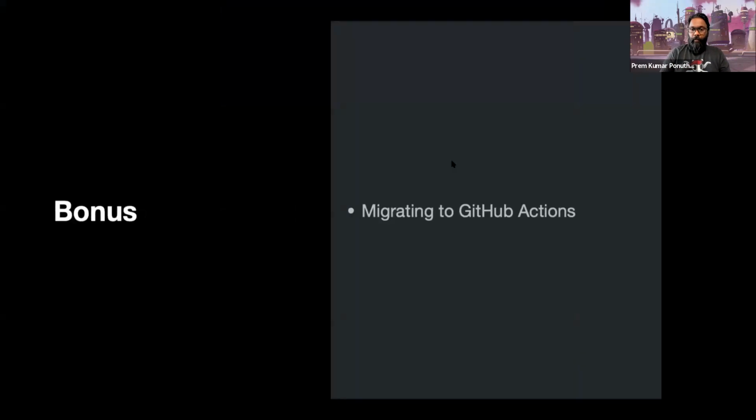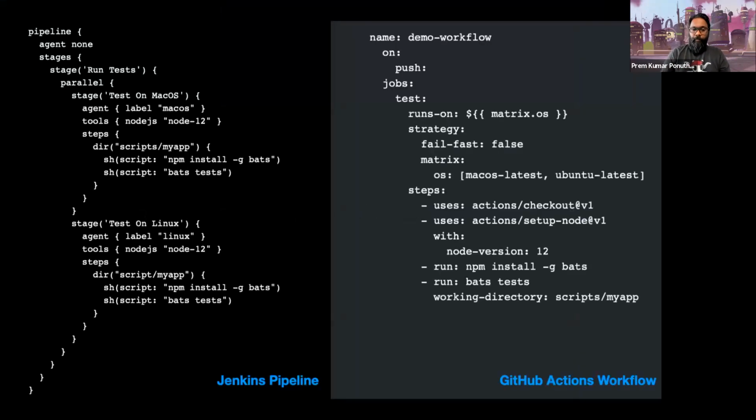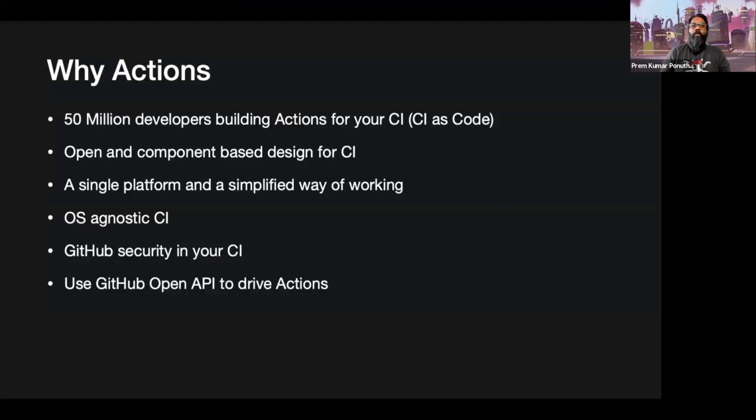With that, I think some parting thoughts. Why would you want to use Actions? It's simply because it's the house where 50 million developers are, and imagine the creativity that each and every one of us has to bring to the table. And since it's going to be a public repository, you would be able to look at the code in a very transparent way. It's on GitHub, so it takes advantage of all the security best practices.